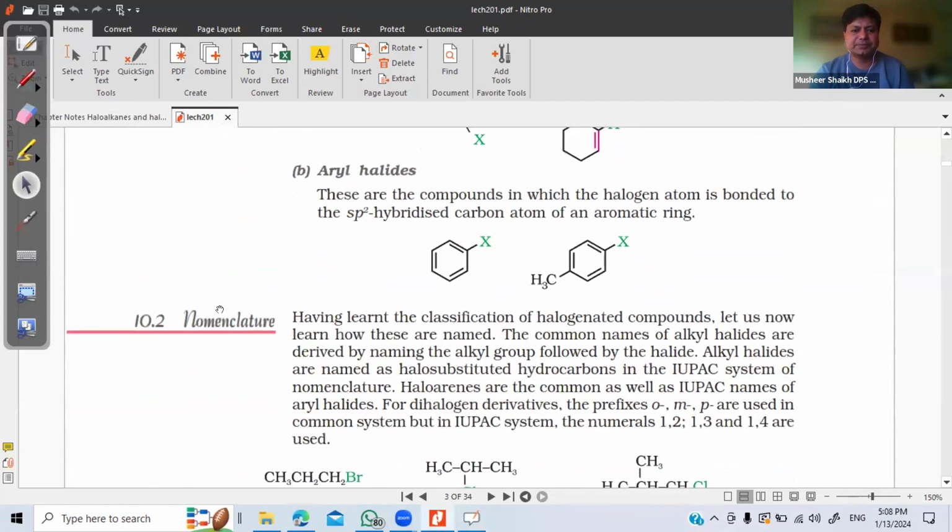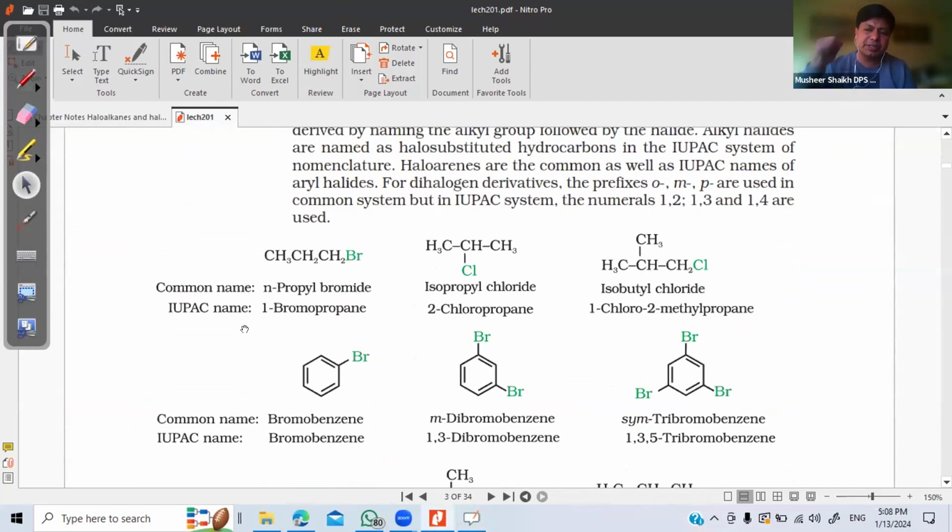Haloalkane nomenclature, guys. If you look into the syllabus, or if you see the pattern of the question paper of the board examination, you will find either one or two nomenclature questions in your 70 marks paper. Either the name will be given and they will ask what the structure of that compound will be, or the structure will be given and they will ask you the IUPAC name of that compound.